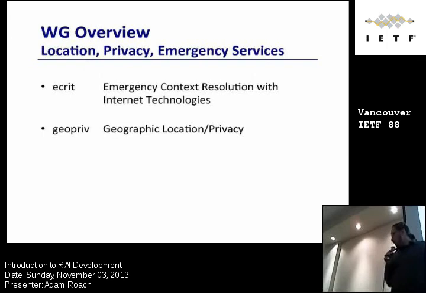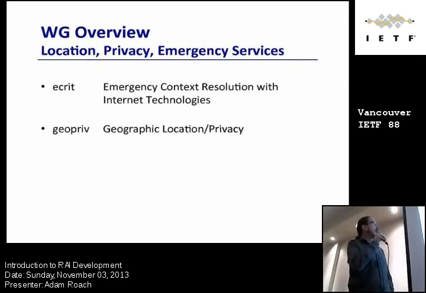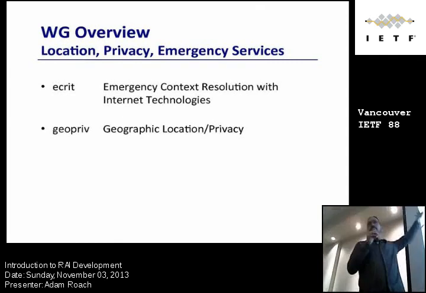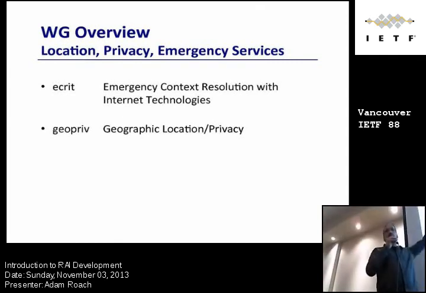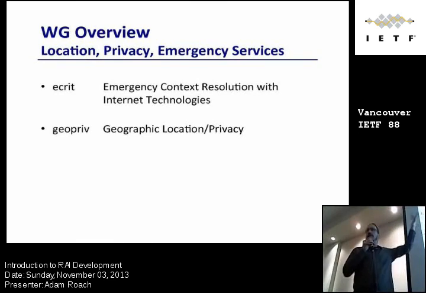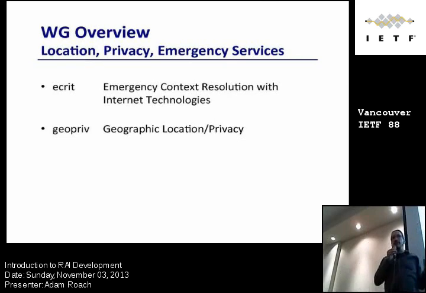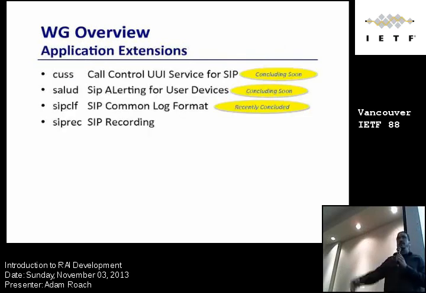Okay, within location, privacy, and emergency services, we have ECRIT, which you can think of as the people working on making 911, or 112 or 999 or whatever your emergency number service is in your locality, work for voice over IP. And then we've got the GEOPRIV stuff, which I kind of covered. This is the work on how you determine and convey geographic location and the privacy information that goes along with it.